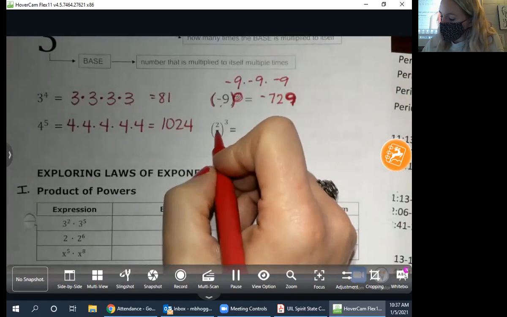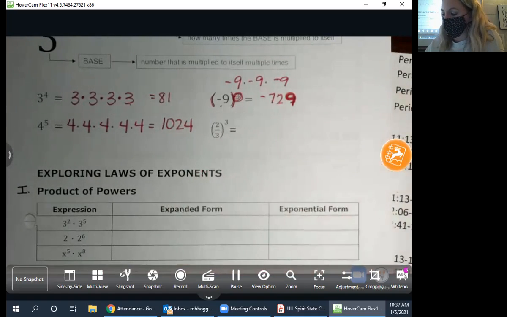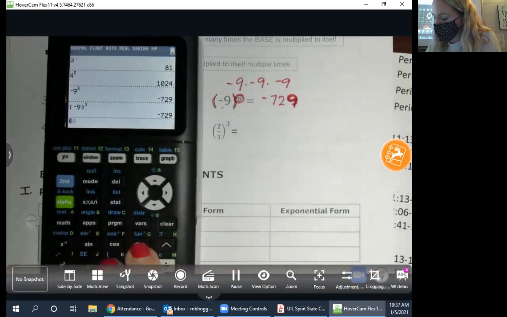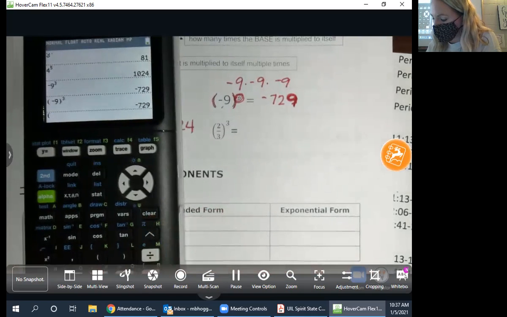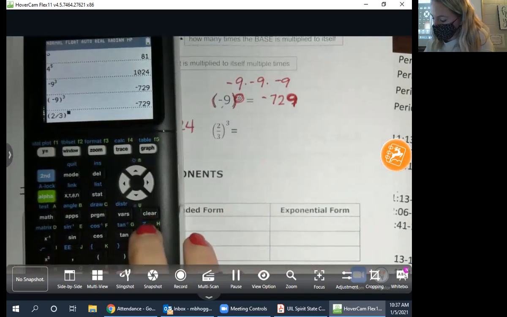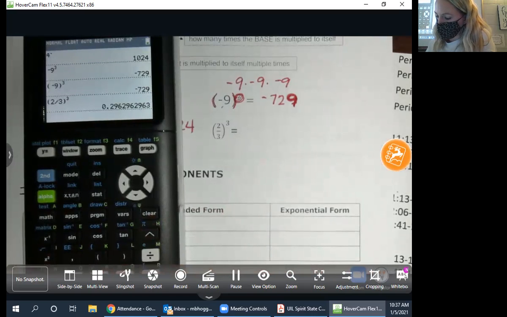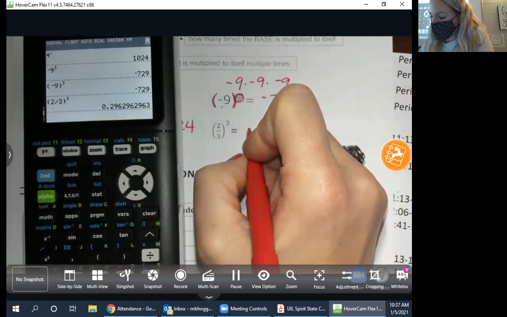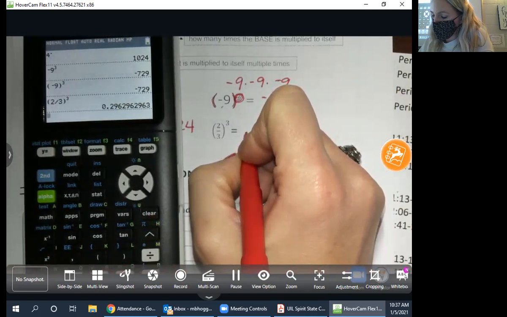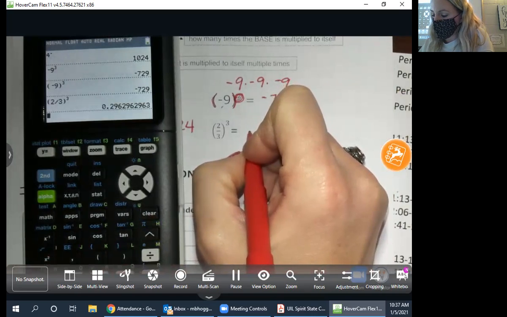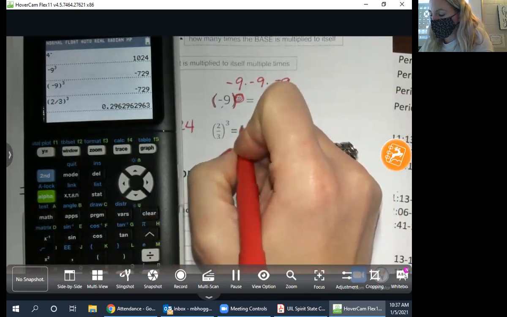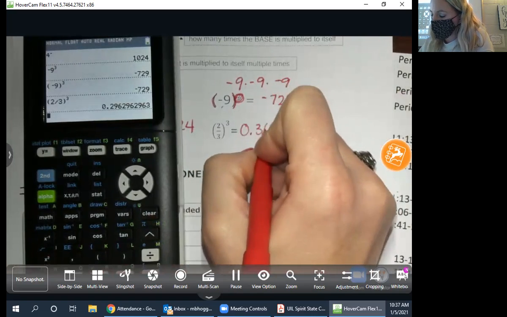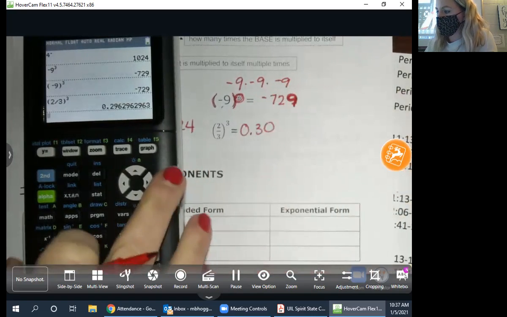Okay, so let's do number, I guess it's number 4. Put this in exactly how you see it in the calculator, on the paper. 2 divided by 3, parenthesis, raised to the third power. You get a decimal, a really long one. We're just going to round it to the nearest tenth. So that's 2 numbers. So it's really going to be 0.330 if you want to be specific.